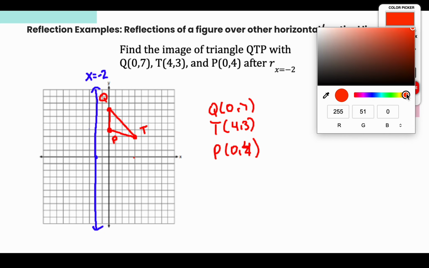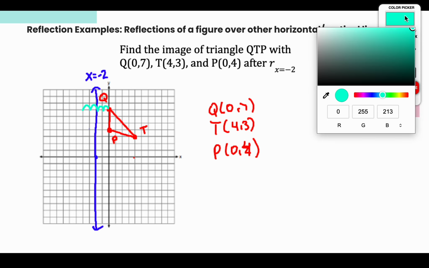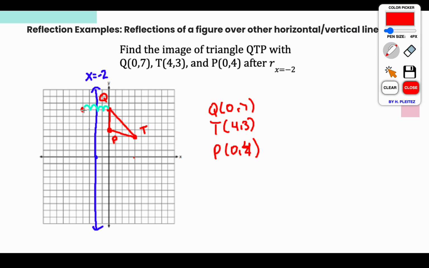And now again, we want to just create our mirror image. So let's do Q prime first. Let's measure the distance in a different color. Q is 2 units away from our line of reflection. So we're going to go 2 units here to create Q prime. And that's going to be at -4, 7.